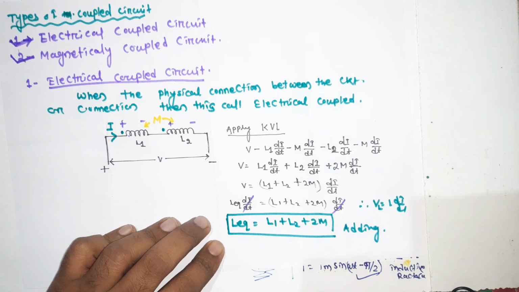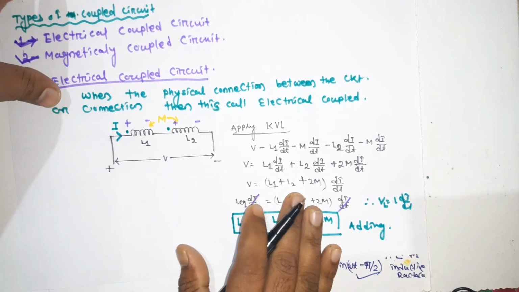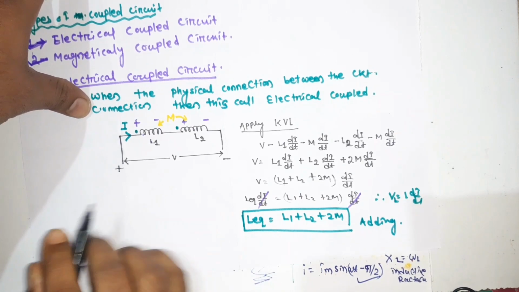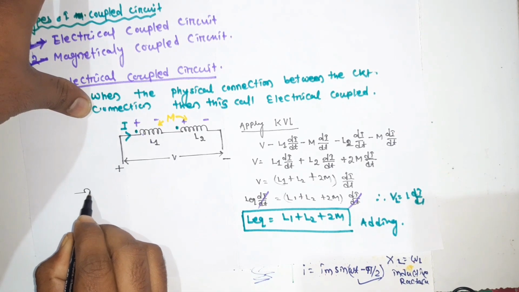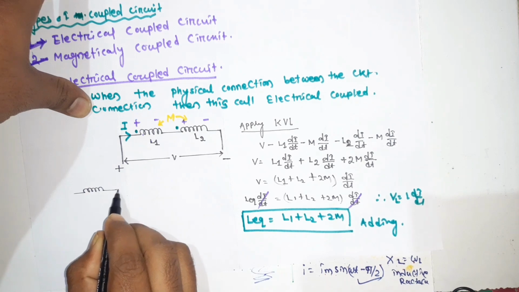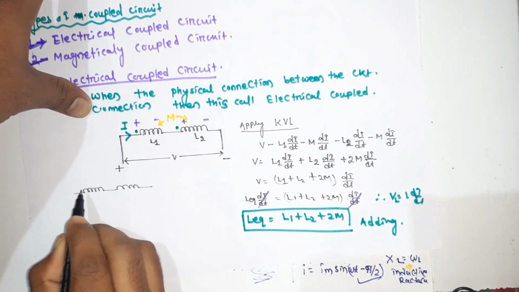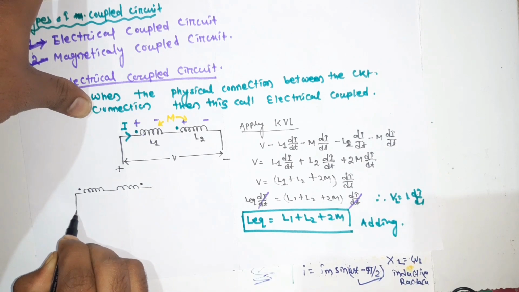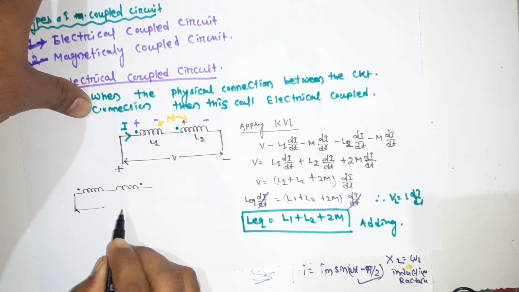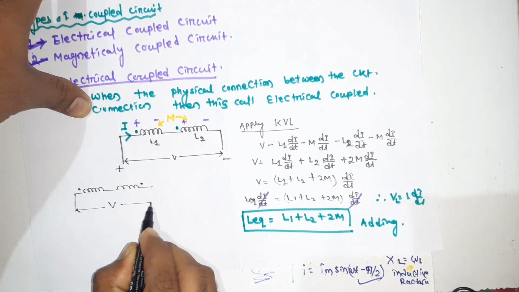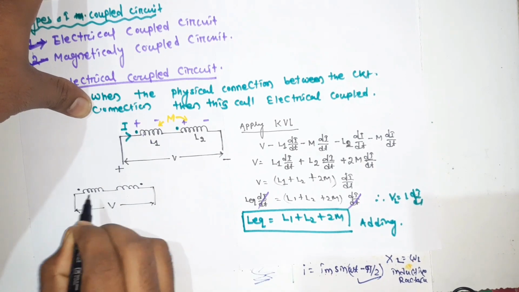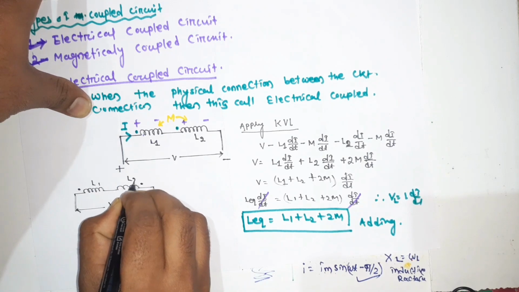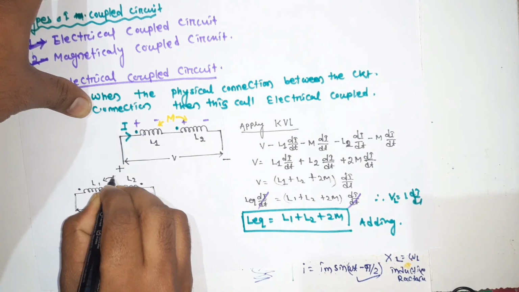Okay, if you connect like this, connecting just the dotted terminals here and there, I write the voltage V. This is L1, L2, and between them the mutual inductance.